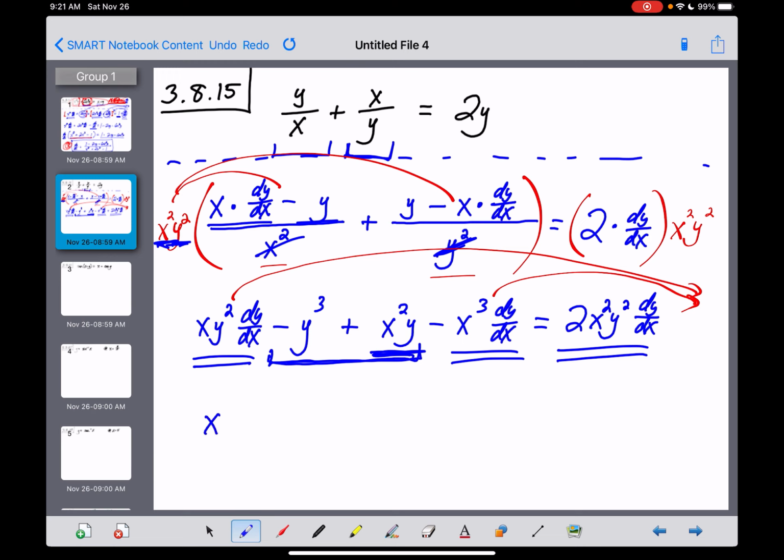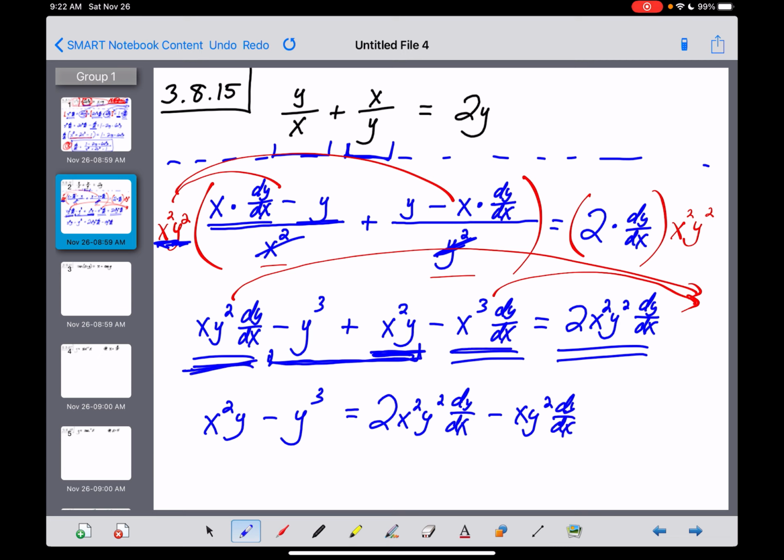So I'm going to write that as an x squared y and then a minus y cubed, and that's it for the left-hand side. Now on the right, I'm going to have my 3 dy dx terms. I'll start with the one that was already there, which was 2x squared y squared dy dx, and then the order here doesn't really matter too much, so I'm going to go with a minus xy squared dy dx. That was the original first term here, and now this guy, which was negative, is going to become positive when we move it over to the right side, x cubed dy dx.